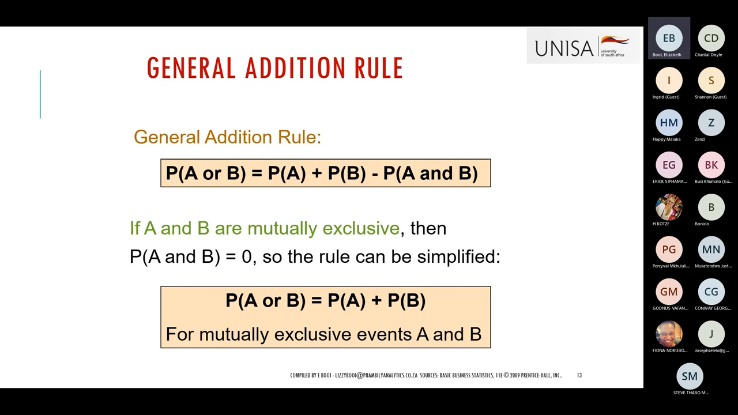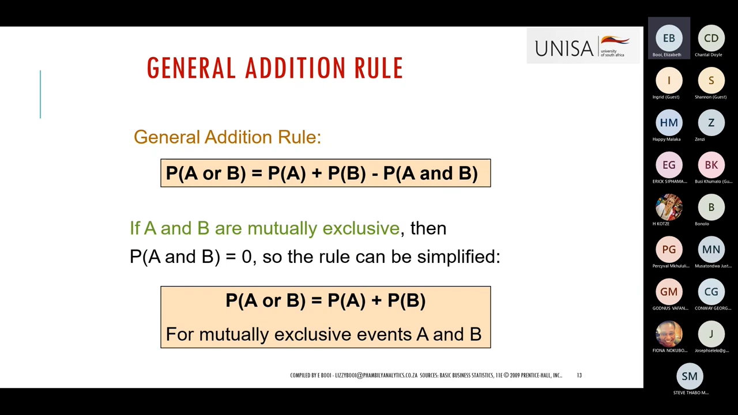So if we need to find the probability of event A or event B, not both of them, but either one of them happening, that will be given by the probability of A plus the probability of B minus the probability of A and B. And that is how you will find the probability of A or B happening.